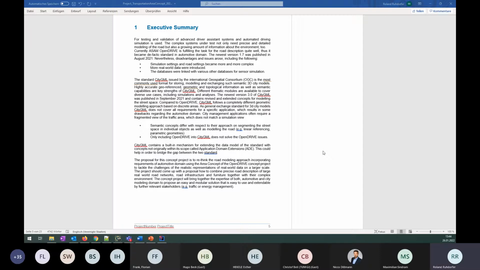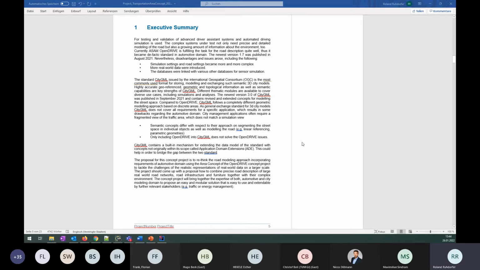what do current standards, ASAM OpenDRIVE or also CityGML, already provide? Do they meet all the requirements for such an approach of environment modeling? And then we want to have a look at how we could possibly link existing standards, or if that's not possible, or if that's not solving the issue, how we could move on otherwise.